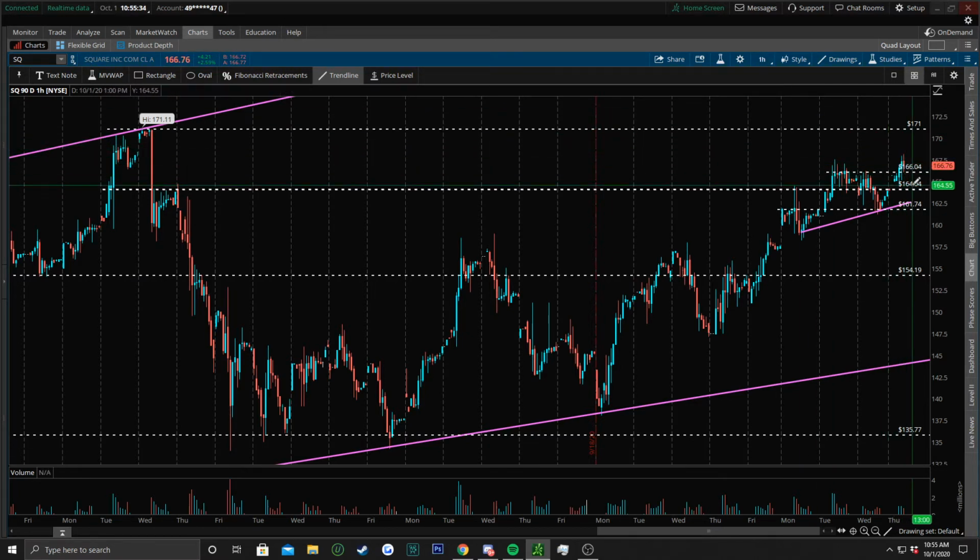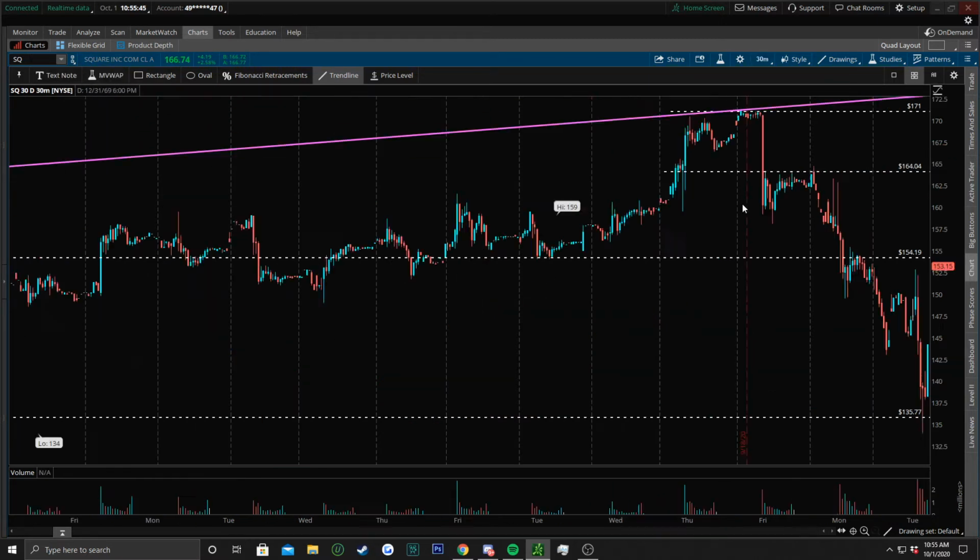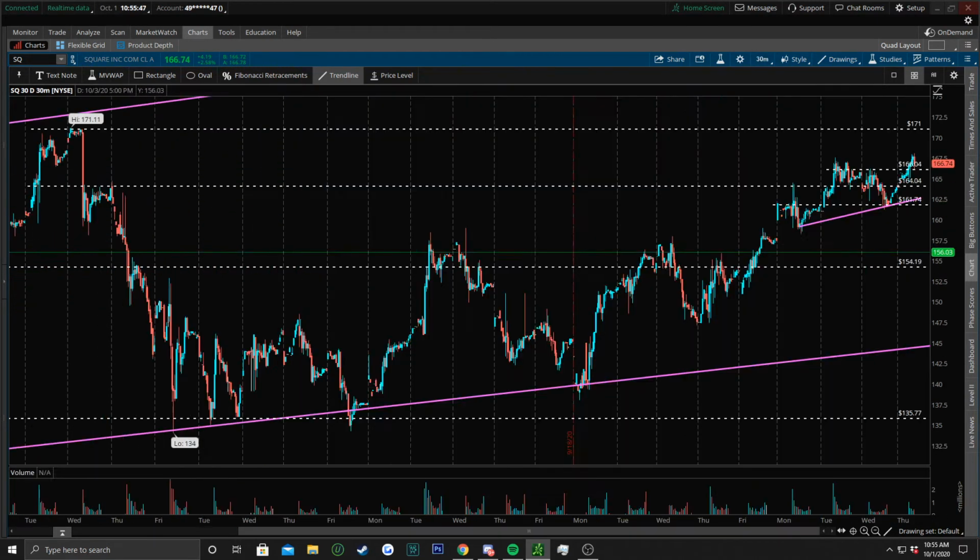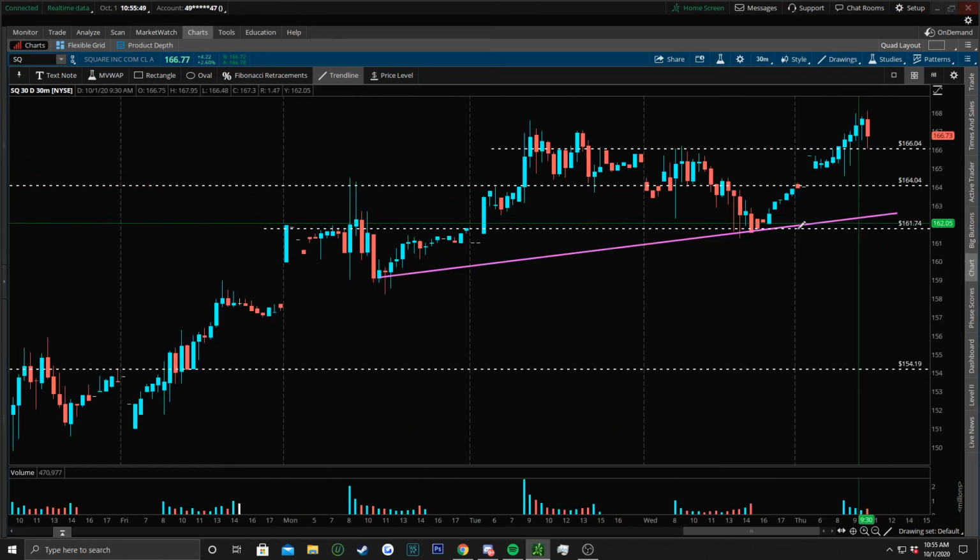So I would say near future, Square goes and tests 171. Best case scenario, it comes back down, holds 166, or better yet, 164, or even better yet, this trend line, and then pushes up again for a move up to 171s again. So let's go down to the 30-minute. So we have that covered. We have our levels close covered.